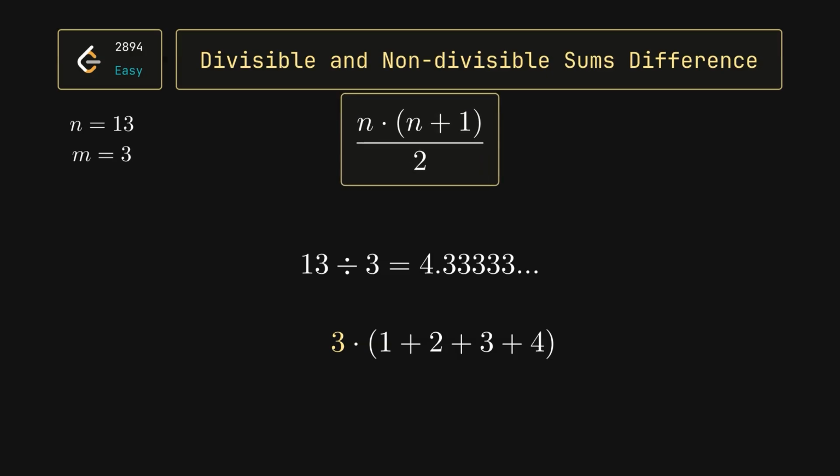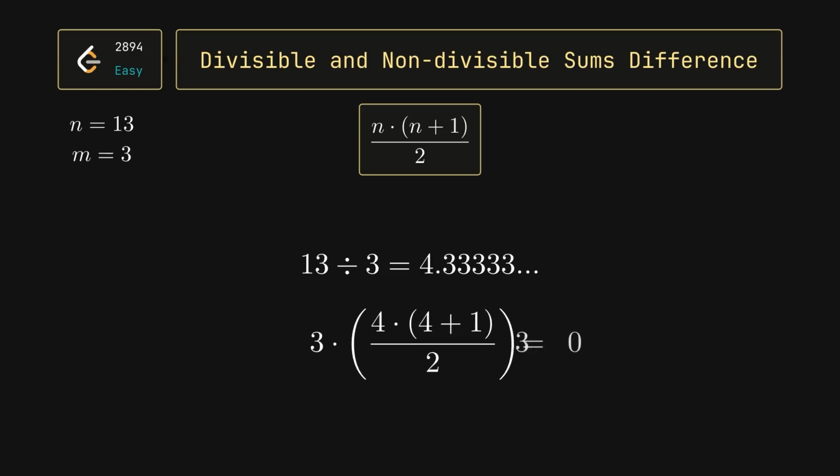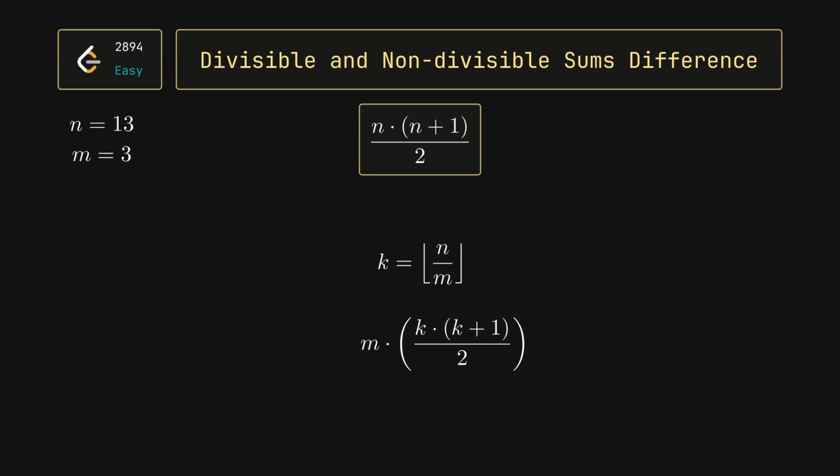We can use the formula we established earlier: n times n plus 1 divided by 2. Plugging in 4 gives us 4 times 5 divided by 2 equals 10. Thus, the total sum is 3 times 10 equals 30. This reveals the underlying formula for finding the sum for any values of n and m.